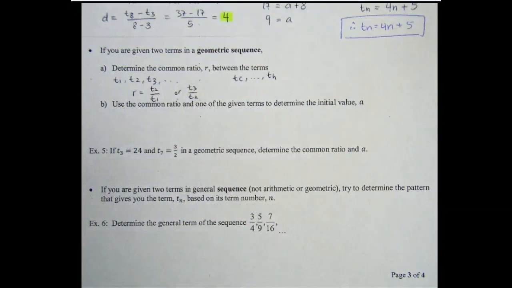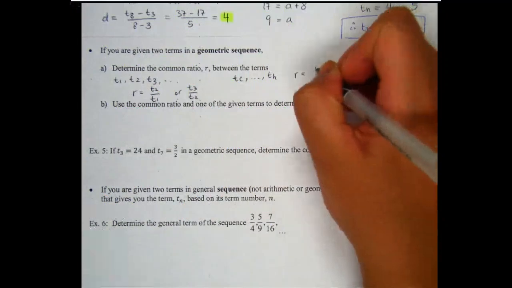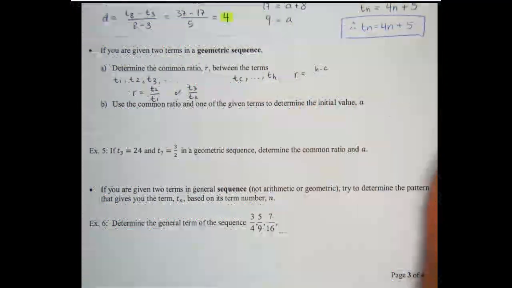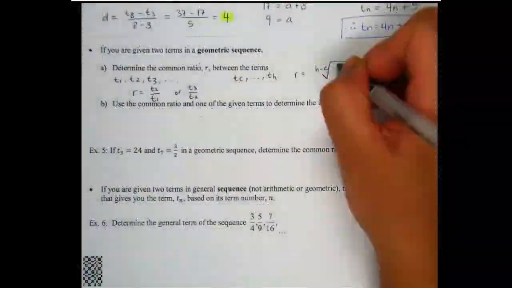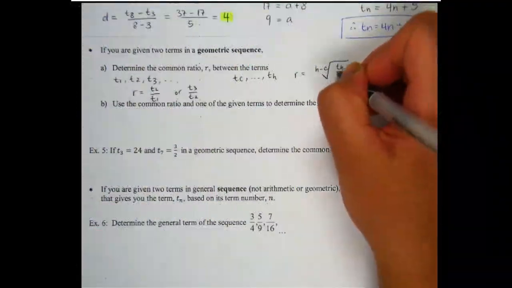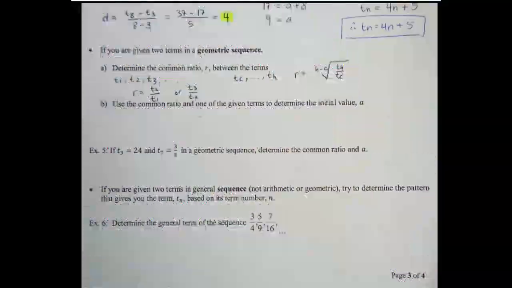Again, if you are given two terms that are separated, then this is going to require a little bit more work. R is going to equal, now subtract h minus c, because that will tell us the number of steps or skips in between those terms, and take that number and you're going to root the ratio of th divided by tc.